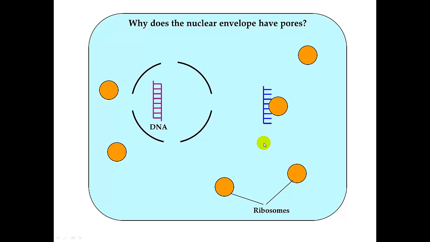It's a molecule that acts as a temporary holder of genetic information that tells the cell how to make a protein. So it's the one that travels out of the nucleus over to the ribosome so that the cell can read that information and know how to make a protein.